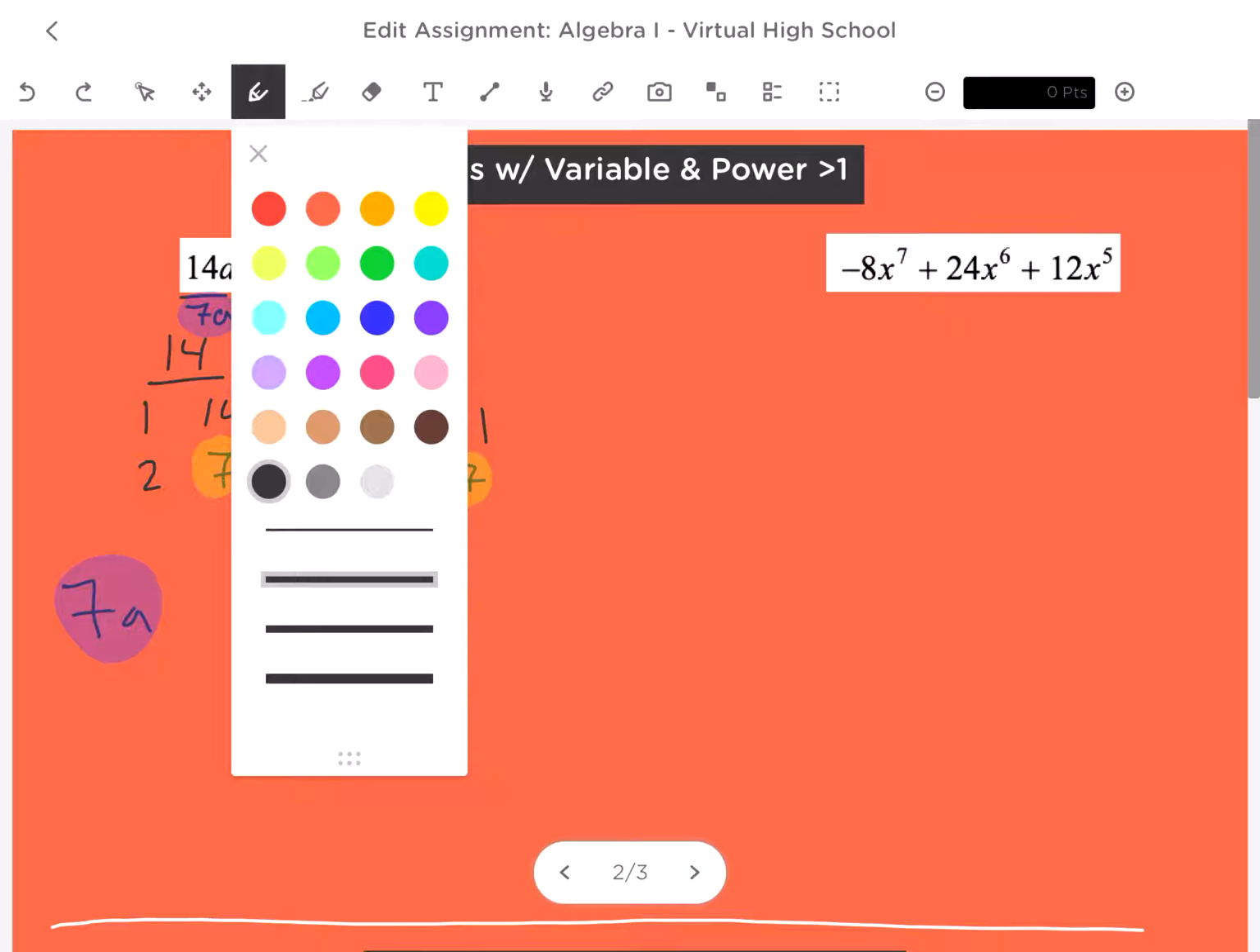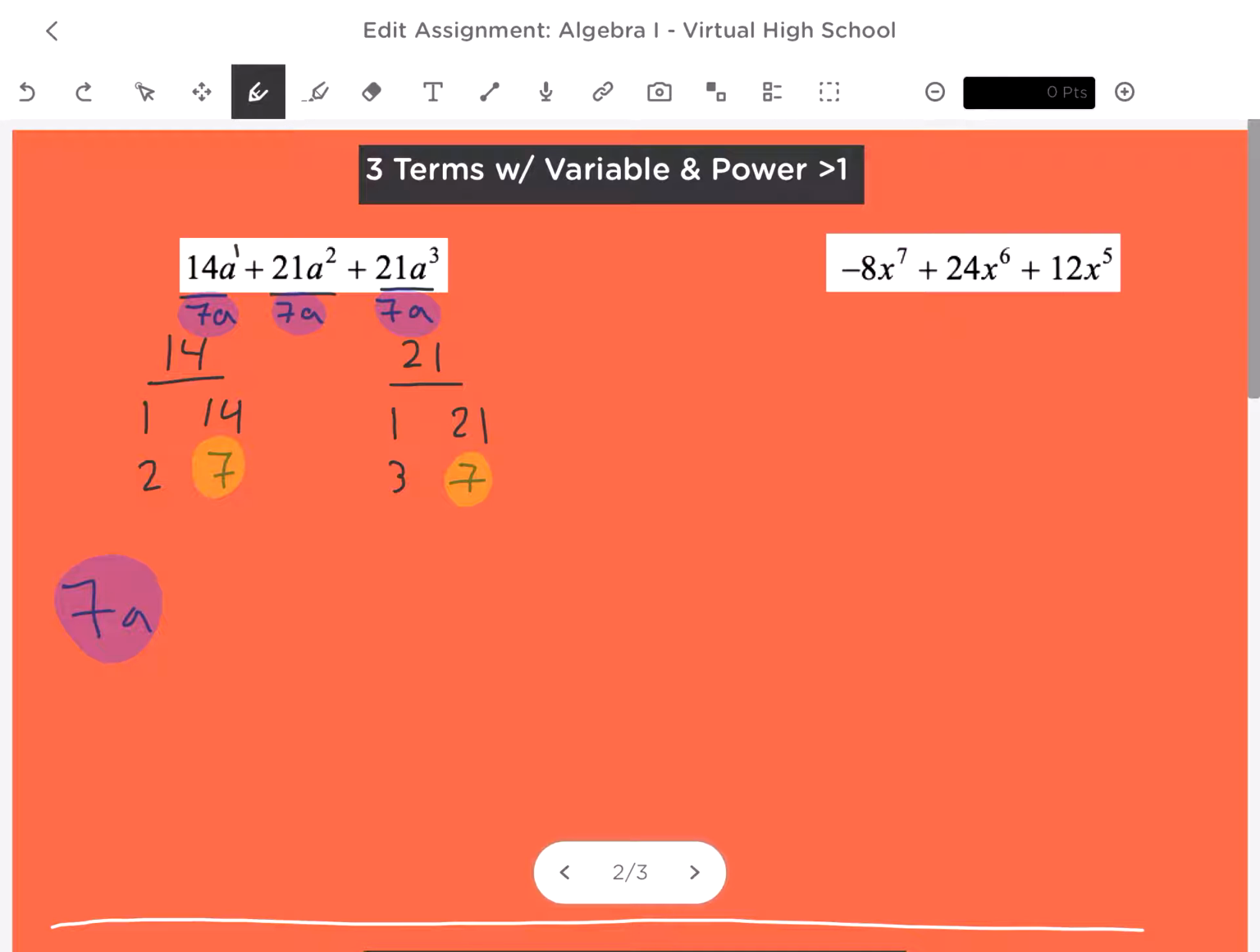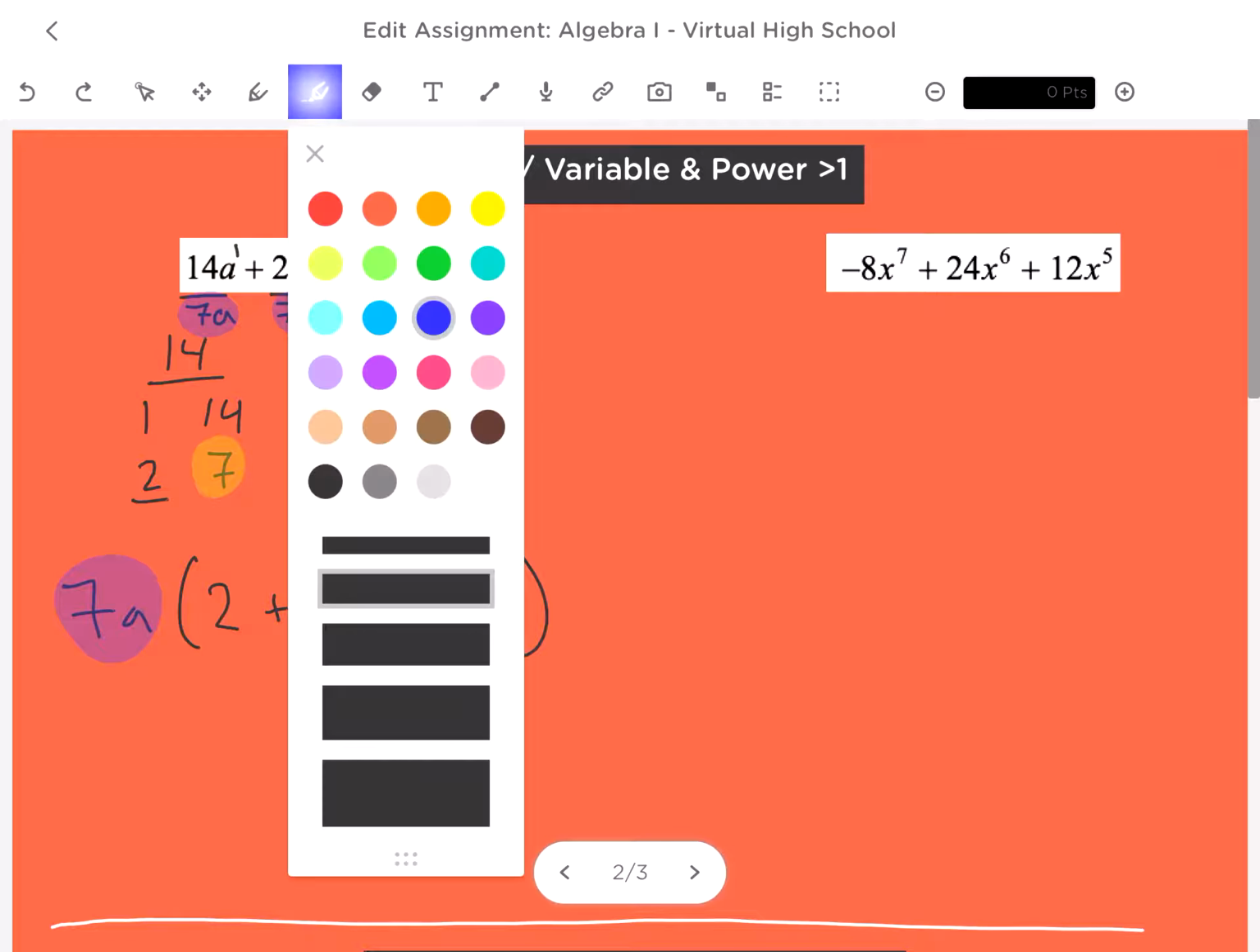So now 14 divided by 7 is 2. A to the first divided by a to the first cancels out, so I don't need any variables there. 21 divided by 7 is 3. A squared over a, so 2 minus 1 is 1, so it's just a. And then 21 divided by 7 is 3 again. But now a to the third power divided by a to the first power gives you a to the second power. Okay? So that right there is my answer.